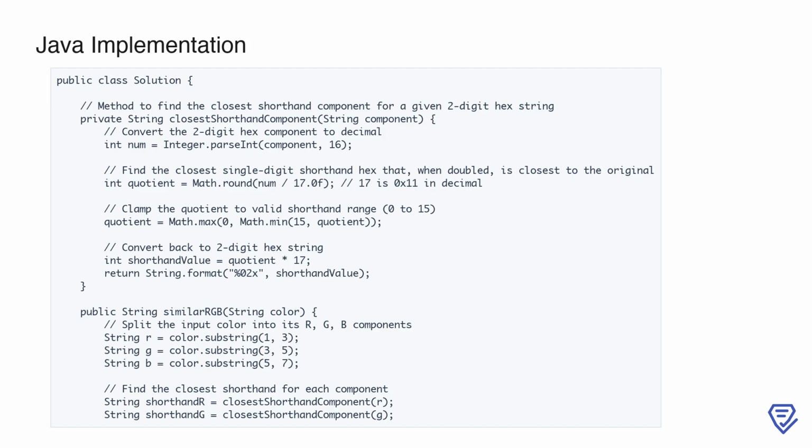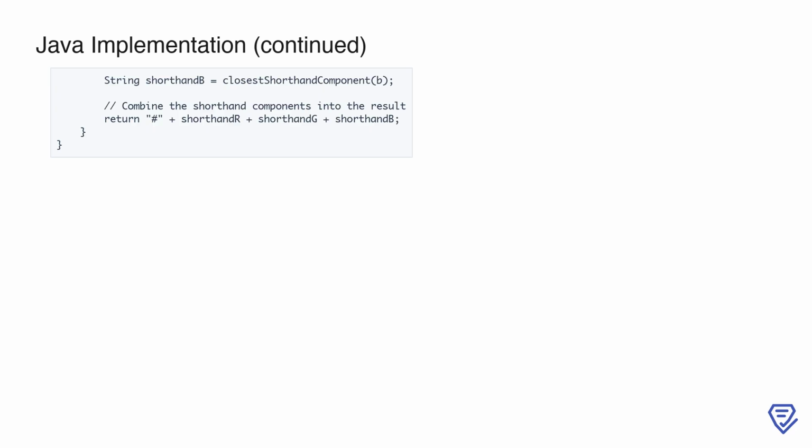This method is then used in the similarRGB function, which starts by splitting the 6-digit color code into its red, green, and blue components based on their respective substring positions. The function similarRGB continues by finding the closest shorthand representation for the green and blue components, just as we did for the red component. This is achieved by calling the closestShorthandComponent method for each of these segments.